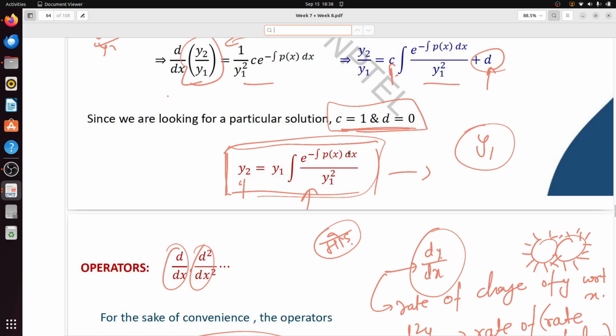Is it clear till now? So another alternative for the differential equation, the linearly independent solution will be y1 times the integral of e to the power minus integral of p dx, divided by y1 square.